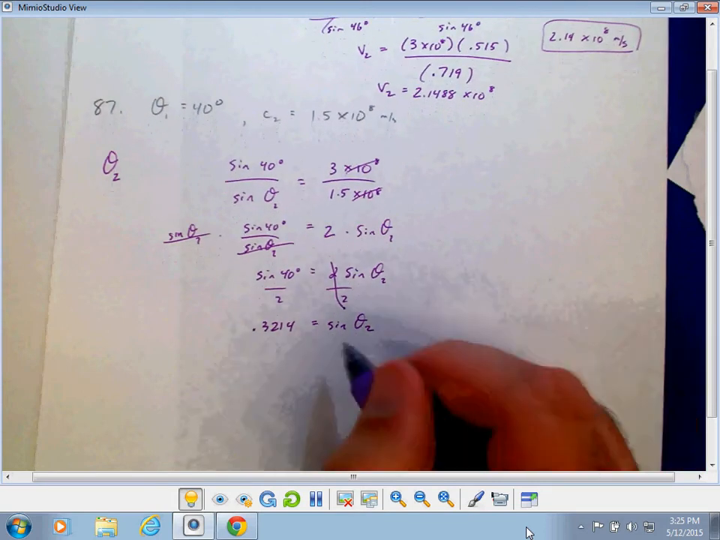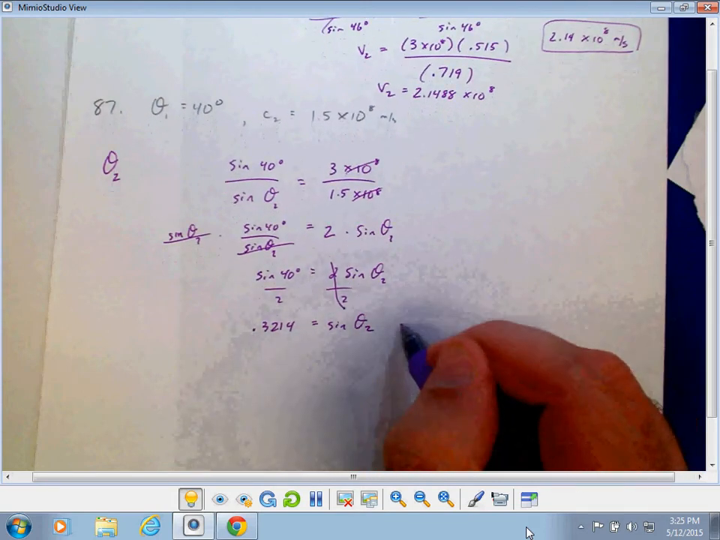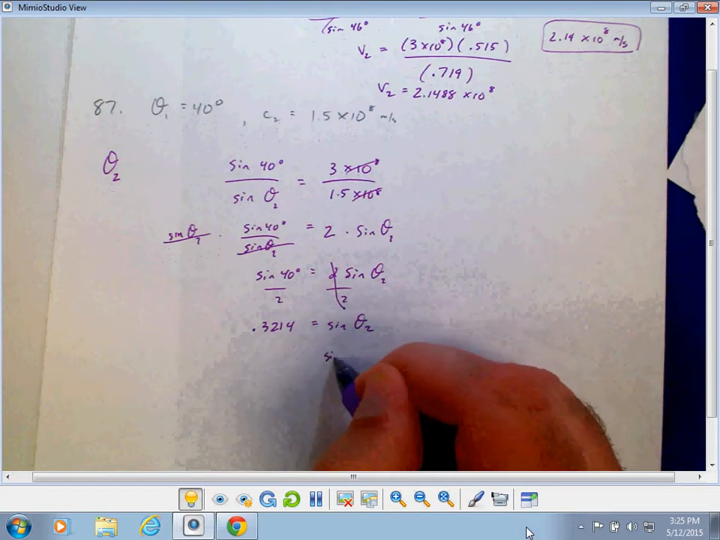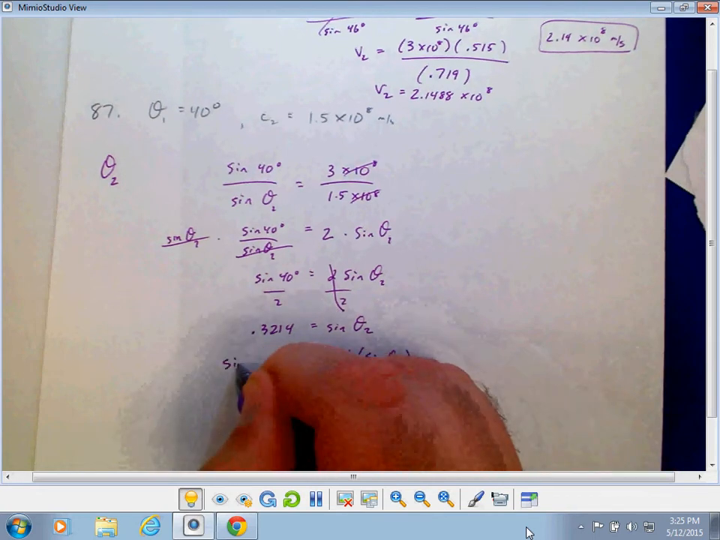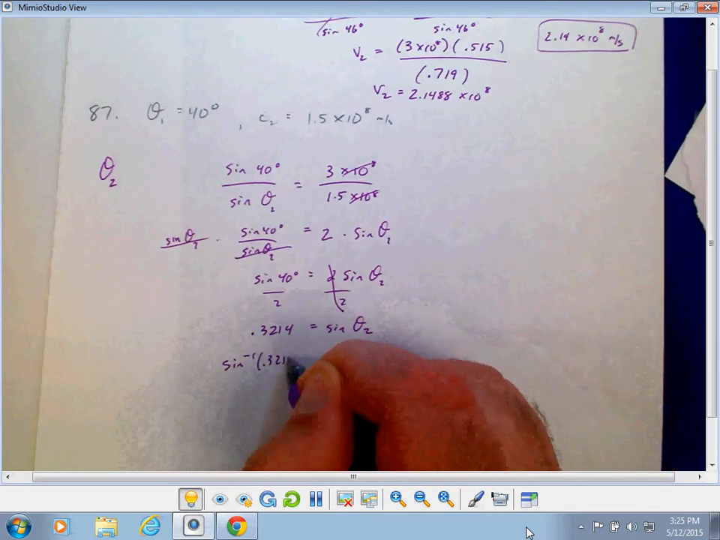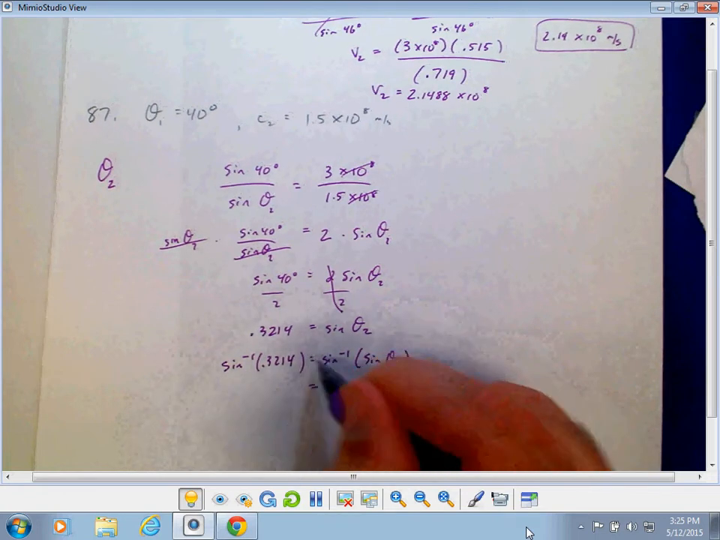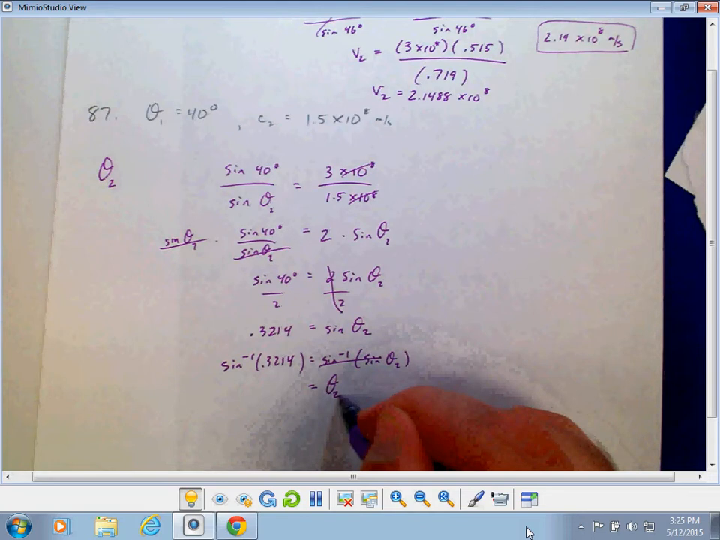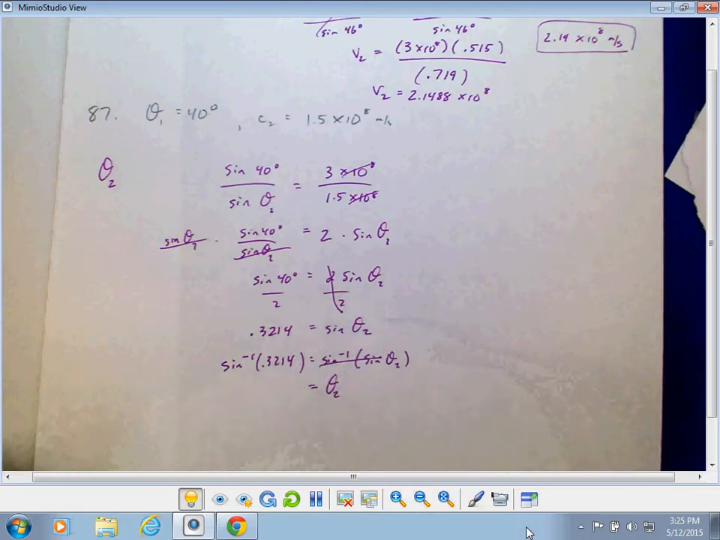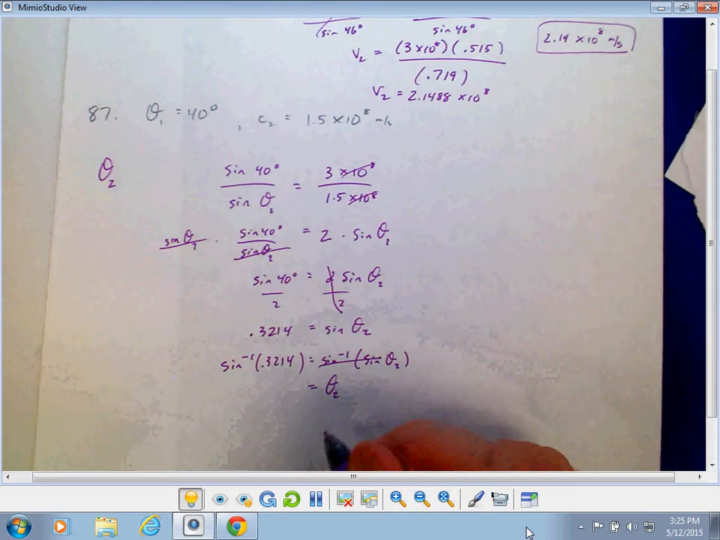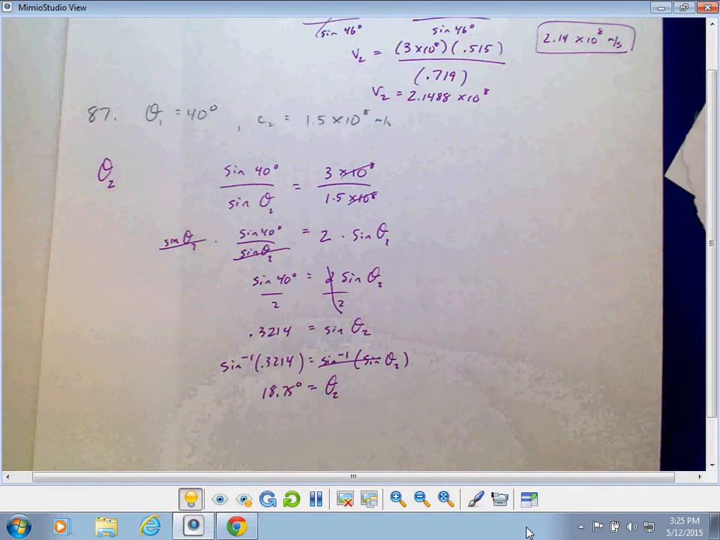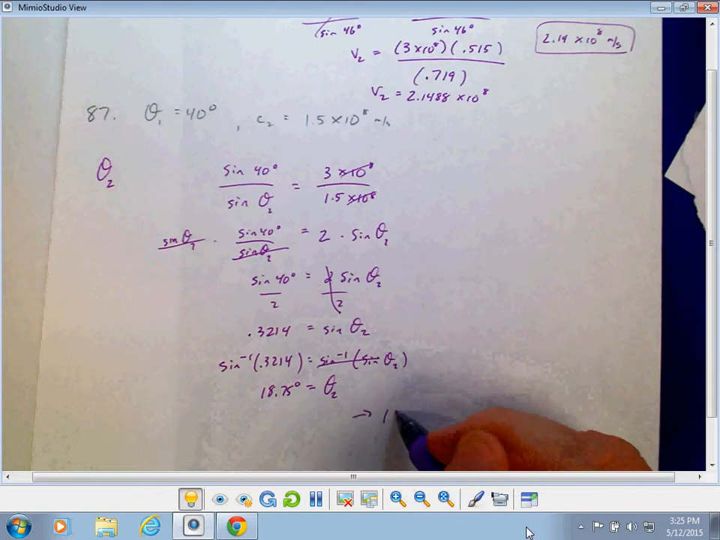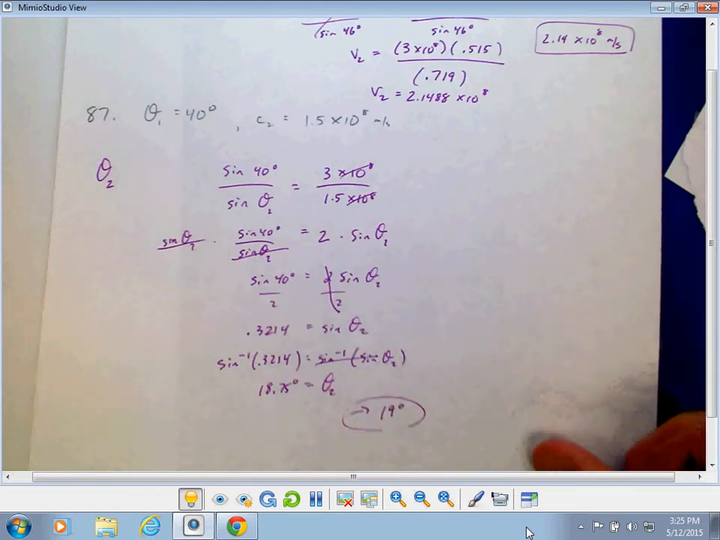And from there I need to do an inverse trig function. I'm going to take the inverse sine of that, and the inverse sine of this number, this way these will cancel and I'll be left with just theta, and I get 18.75 degrees, which again, for significant figures purposes you might need to round that to 19 degrees. Either way.